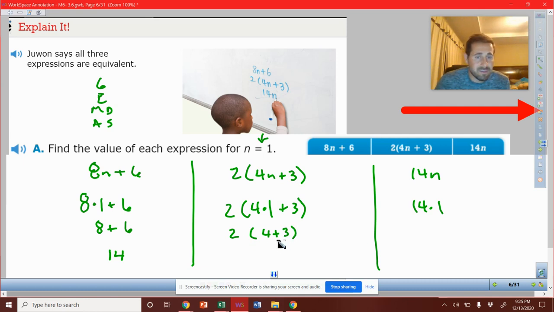I'm going to now continue to do the parentheses. I got 4 plus 3. So I have 2 times 4 plus 3 is 7. A number right next to parentheses is multiply. So that's why I brought my multiply down. And then 2 times 7 is 14. So now we've got 14 times 1, and that equals 14. So are all these expressions equivalent? Right now, they all end up equaling 14 when we put 1 for n.